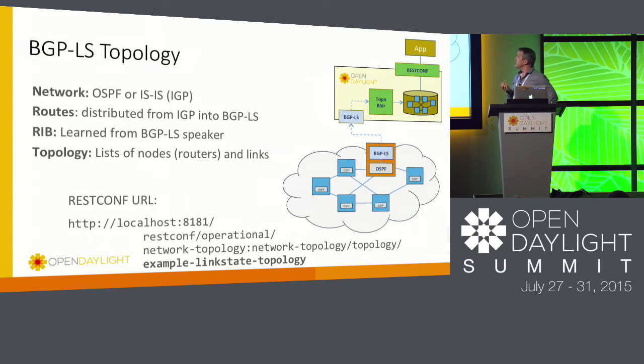So the BGP-LS topology. As I mentioned, the source is either OSPF or ISIS. We distribute that into BGP-LS, so we learn that RIB from the BGP-LS speakers. As I've shown here, typically it would be a route reflector. I mean, not really reflecting the BGP-LS routes, because the routes are coming straight from the IGP.